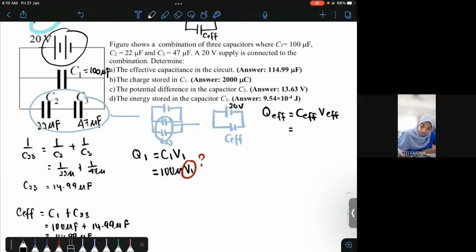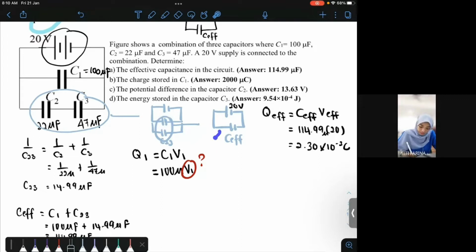So boleh terus cari Q effective. So ini nilai dia adalah 114.99 times 20. Ini micro. Then you press your calculator. Jadi kita tekan calculator. 114 exponent negative 6 times 20. You should get 2.29 ataupun 30 lah. 30 times 10 to the power negative 3 coulomb. This is the charge yang kita ada secara efektif. But what we are looking for adalah untuk C1 sahaja.